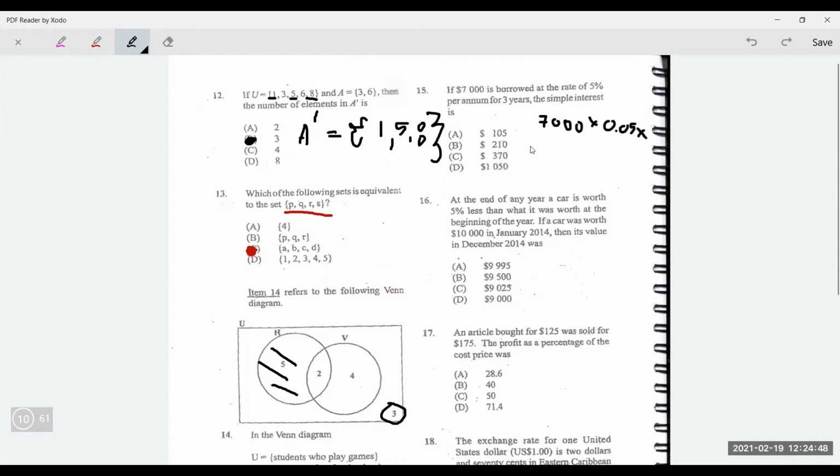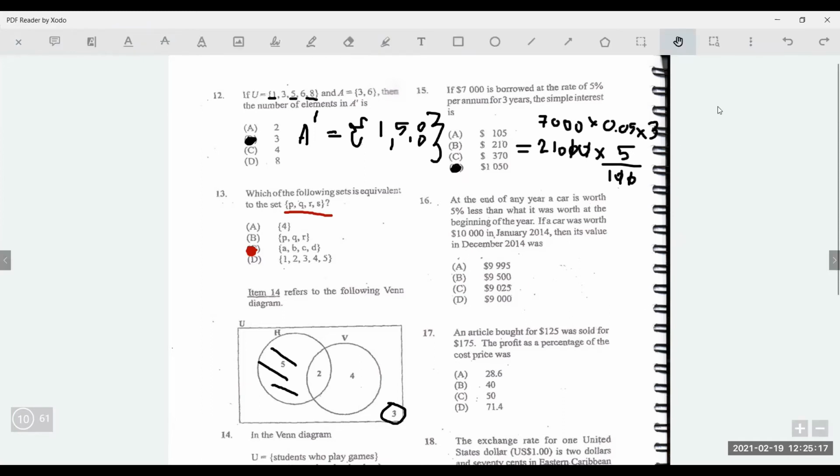So when we work that out, what we'll get is 3 times 7 is 21. So that's 21,000 multiplied by 0.05, which can be expressed as 5 over 100. And so this 0 cancels this. Let's see. 210 times 5 is 1,050. That's option D. Nice.